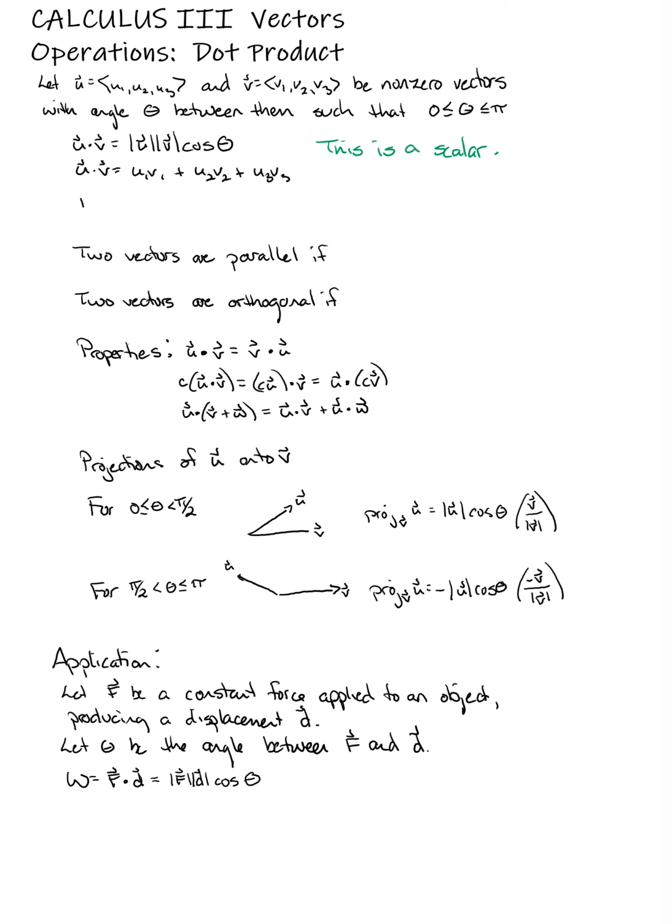Also, it turns out that if u is the zero vector or v is the zero vector, then of course the dot product between u and v in either case is the scalar zero. Notice this is a scalar. And in this case, the angle between them is undefined.